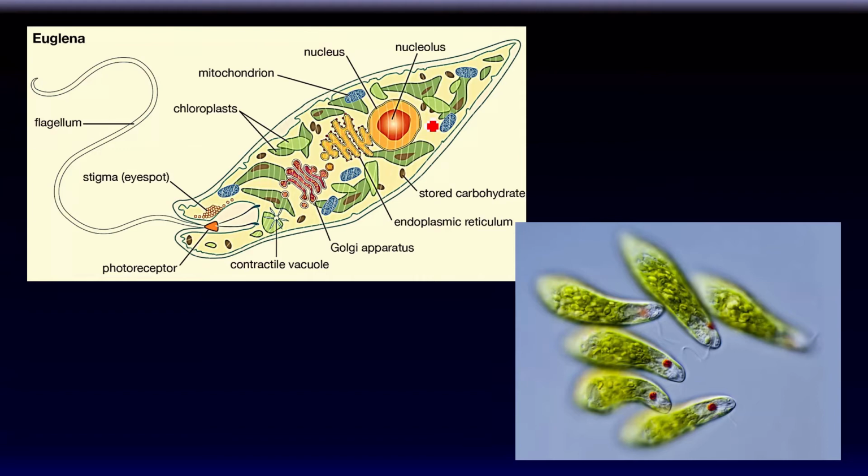And as you can see, it's a beautifully eukaryotic organism with all the characteristics of eukaryotic cells, including endoplasmic reticulum, the Golgi apparatus, mitochondria, and abundant chloroplasts, although they typically don't look like the plant chloroplasts that you have seen before in your studies. That's the nucleus and the nucleolus, and stored carbohydrates.